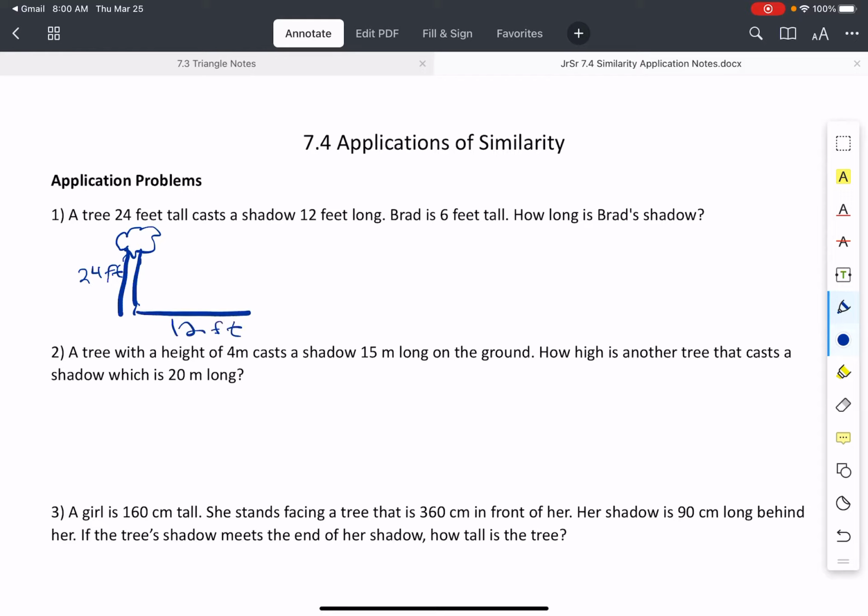Then there's this Brad dude. Okay. That's his shadow.